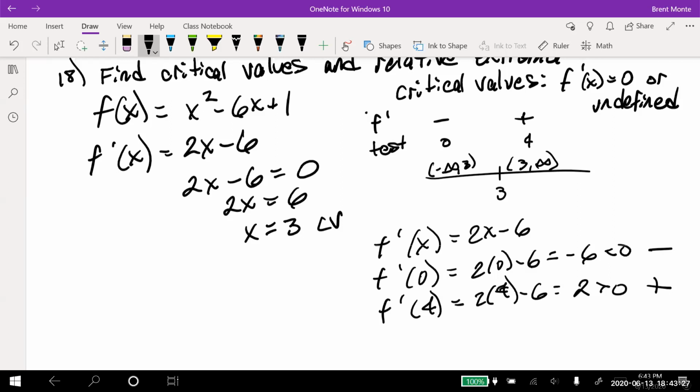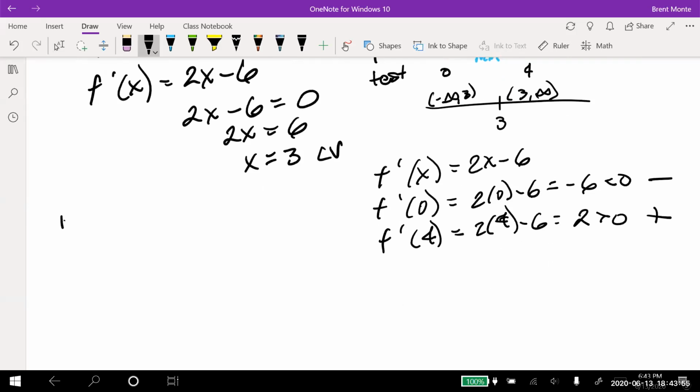Now, what does this tell us though? Well, if the derivative is negative, it means the graph's decreasing. And if the derivative is positive, it means the function or the graph is increasing. And so we can just see from there, oh, if the graph's going down and then it goes up, there has to be a minimum at x equals 3. And so that's what I do. I answer the question by saying relative minimum, and we may say it one of two ways.